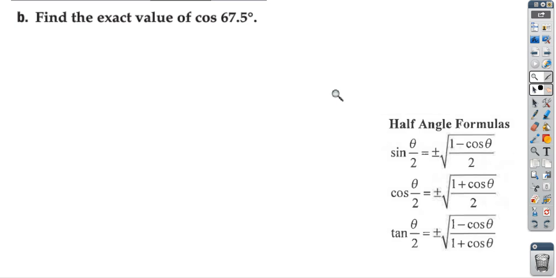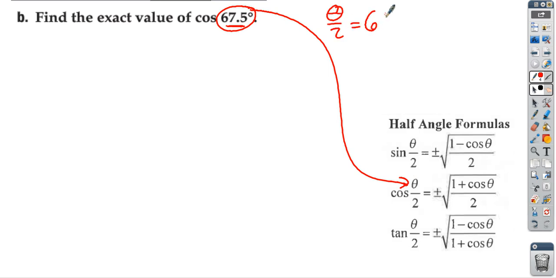Okay, slightly different example here. It's still the half angle, and one of the ways you can tell that this is a half angle is it's ending in 0.5. Usually, if an angle ends in 0.5, that usually means you got it by taking half of something. So this right here, this is our half angle. This is theta over 2. We took some angle, we cut it in half, and we got 67.5 degrees.